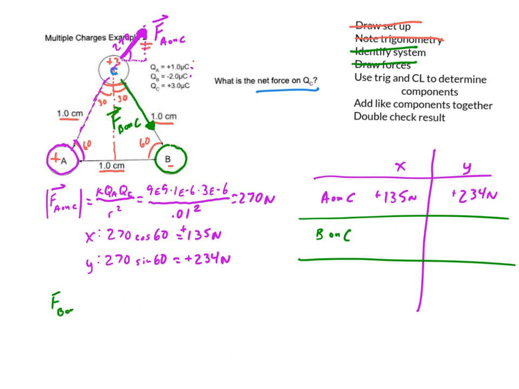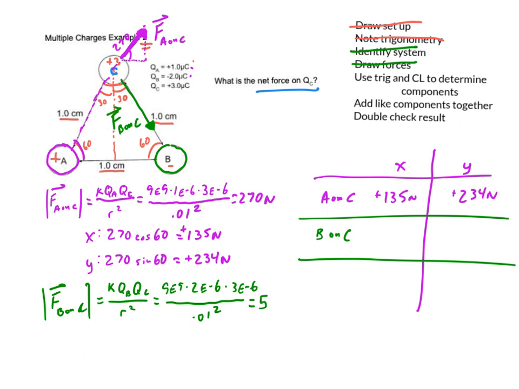Force of B, magnitude, is equal to k QB QC over r squared equals, this is going to look a lot like the previous one, 9E9 times 2E negative 6 times 3E negative 6 divided by 0.01 squared. Gives me 540 newtons.